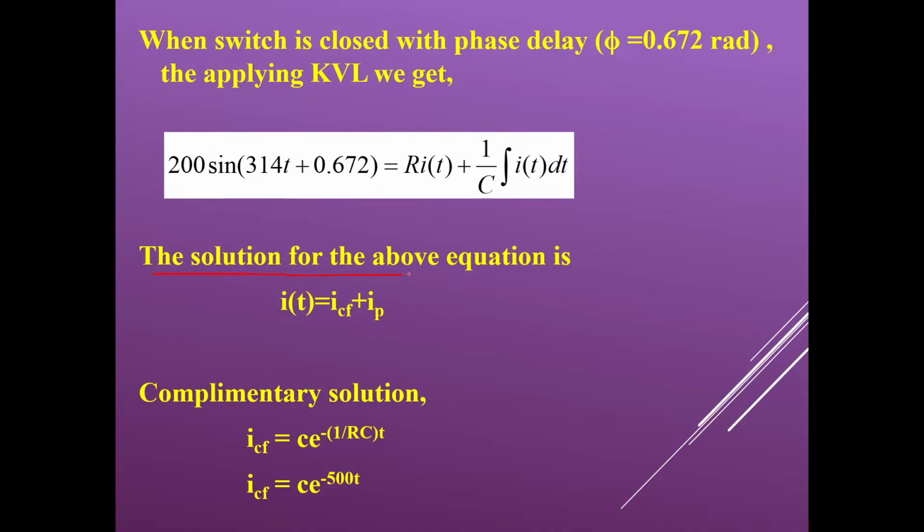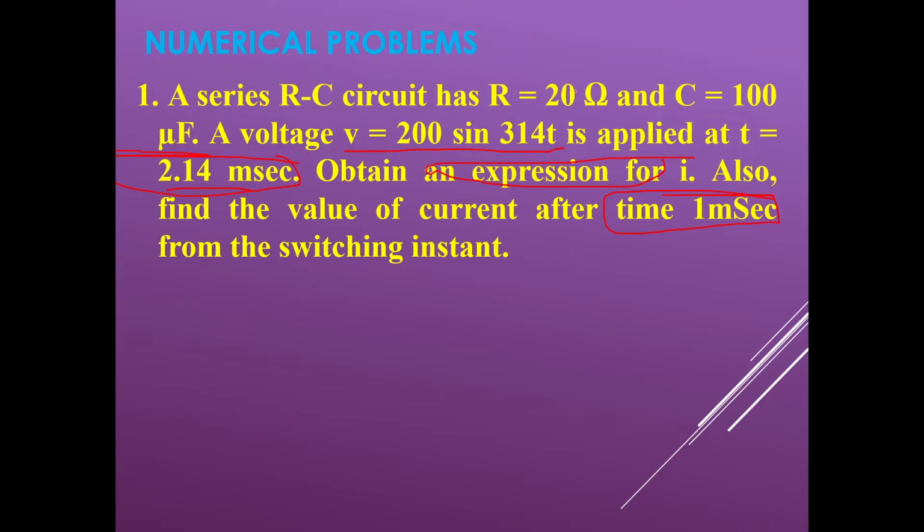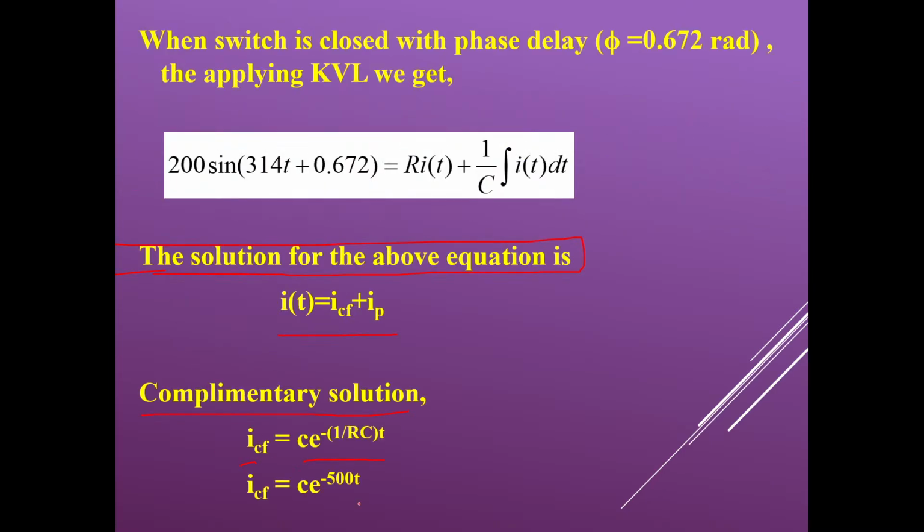We already know the solution for the above equation based on the theory that we have discussed, that it will have two parts. One is the complementary part, the other one is the particular part. What is the complementary part? i_cf is equal to C e to the power of minus 1 by RCt. So 1 divided by R into C. What is the R value? R value is 20 ohms into C is 100 microfarad. Just multiply the R value and C value, you will get e to the power of minus 500t.